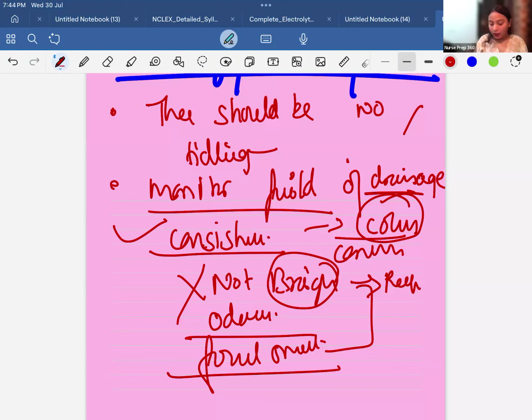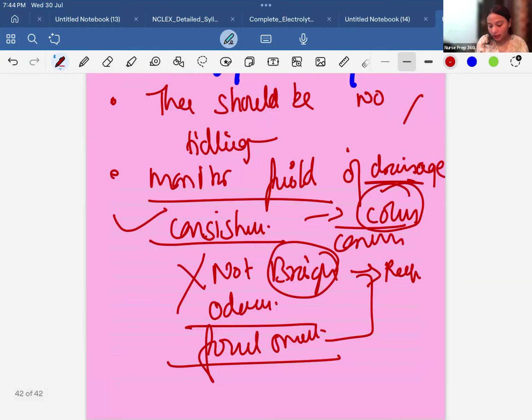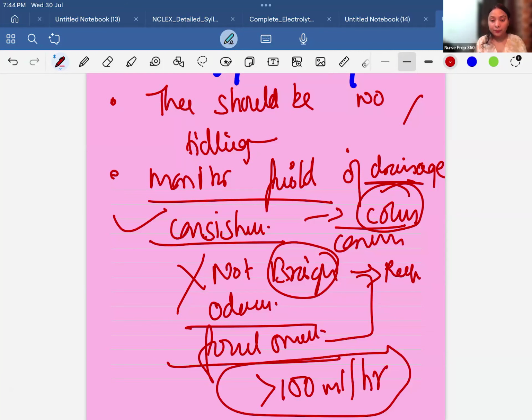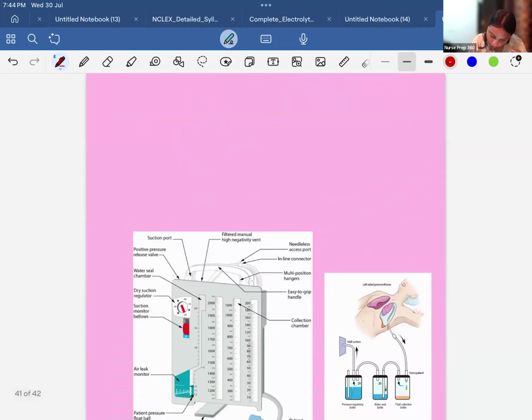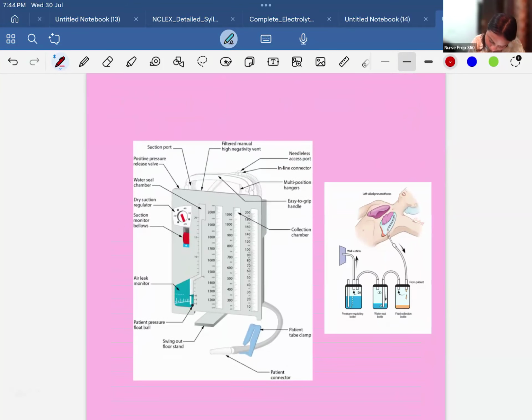And if the fluid is draining at more than 100 ml per hour rate, okay. One hour ago, the fluid was over here. And at 1 p.m., the fluid was over here. And when you check the fluid at 2 p.m., it was at 300. It means that within 1 hour, 200 ml of fluid has been drained out.